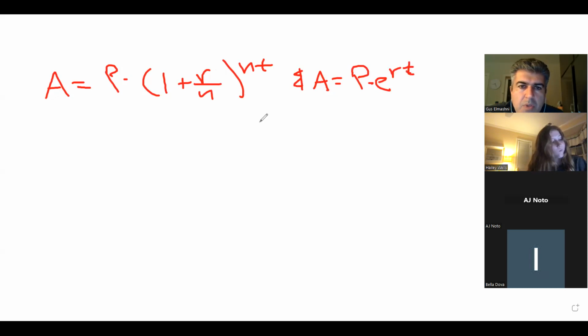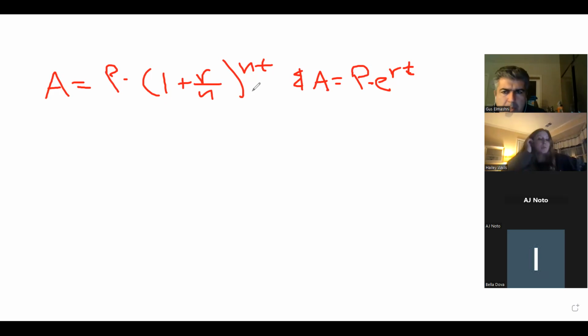So hopefully this seems intuitive. T is time. R is the rate, first letter. P is the principal, and I'll use that term. Principal just means what you start with, your initial investment. And N is the number of times you compound. So it should be very intuitive.